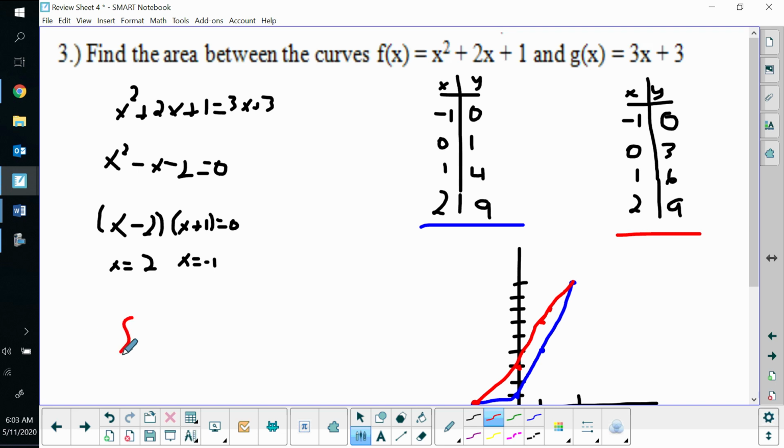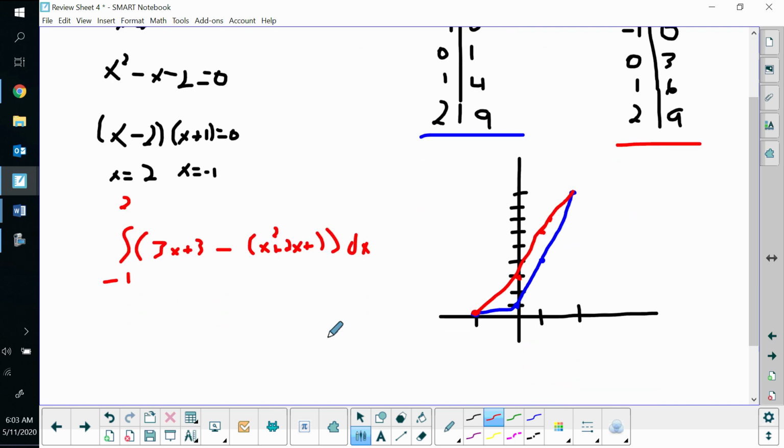So our setup, our integral is going to be from negative 1 to 2 of 3x plus 3 minus, make sure you put the second thing in parentheses, x squared plus 2x plus 1, and then dx. Okay, so again, that was top minus bottom we did. If it was in terms of y's, we'd do right minus left.